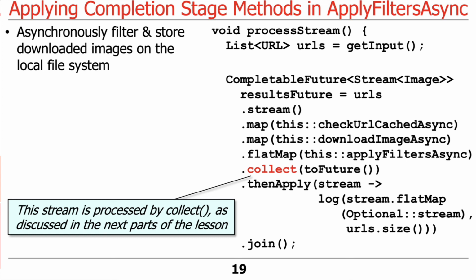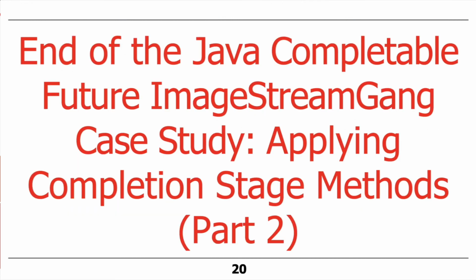This stream, which at this point has quite a few completable futures to all kinds of asynchronous things that are not even running yet, about to start running. Collect is what's going to set all the wheels in motion, and we'll talk about what collect does in the next part of the lesson. So that's the end of the second discussion of applying completion stage methods, where we talk about the applyFiltersAsync method. Part 1 of this lesson series talked about downloadImageAsync. Part 2 talks about applying the filters asynchronously.